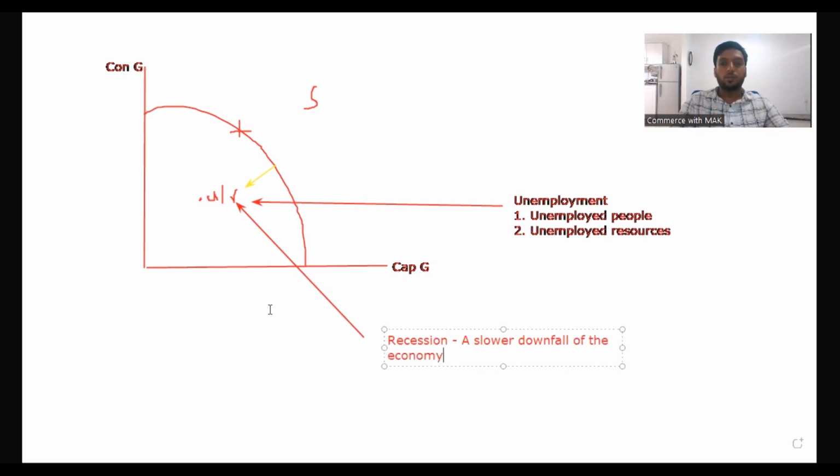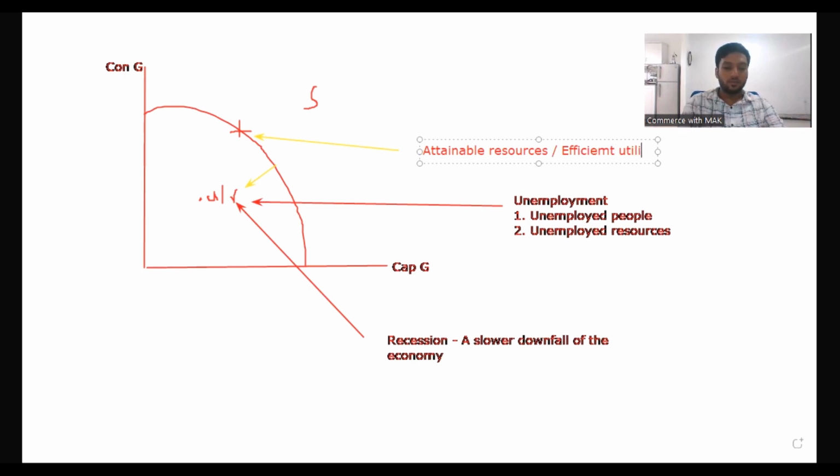Then we have this particular point X. This we say as attainable resources. So what is attainable resource? You have maximally achieved, and that is awesome. Or another term you can say is efficient utilization of resources. So the economy has maximally used the resources properly. At that moment, this will happen. Attainable resources and efficient utilization of resources.